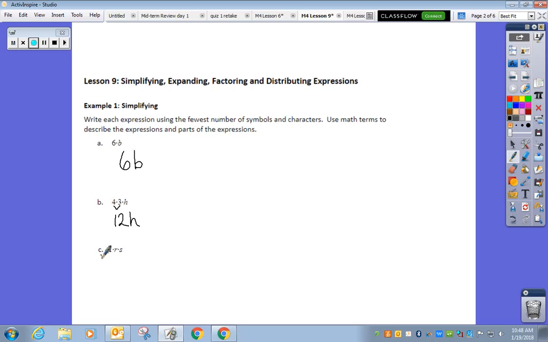With letter C, we have 1 times these. Anytime you're multiplying with 1, you really don't need to write that 1 down to show that you're multiplying it. So we can take that 1 out. We can take out the multiplication symbols. So really, we're doing r times s, which we would just write as rs. So simplifying in these cases is just taking out those multiplication symbols and doing any multiplication that you can.